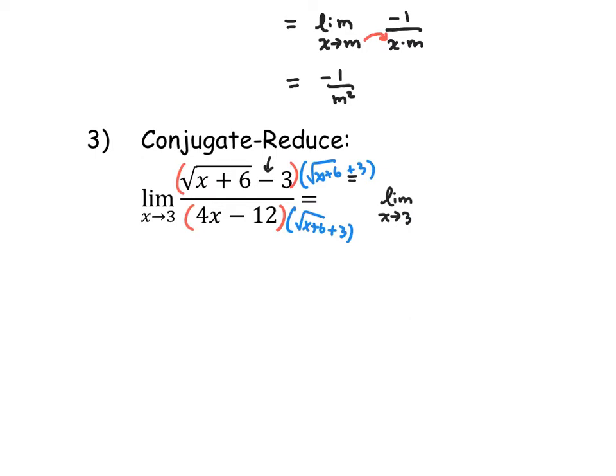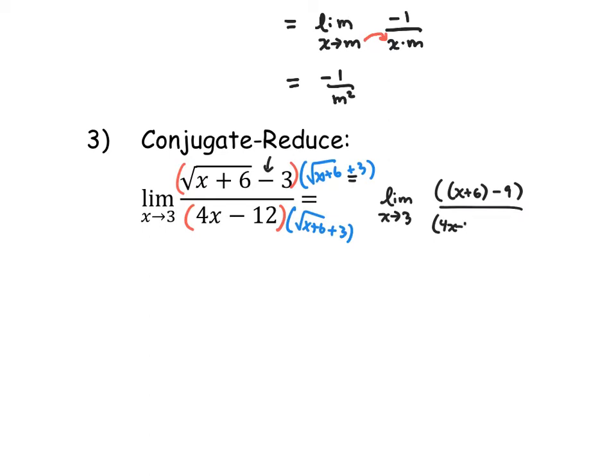Okay, when you multiply conjugates, this is really nice. You are technically foiling, but the outside and inside terms are reducing. They end up being the same with opposite signs. So all I have to do is multiply the first term. So square root of x plus 6 times square root of x plus 6 is x plus 6. And negative 3 times a positive 3 is a negative 9. So that's the numerator. The denominator is going to be kind of messy.